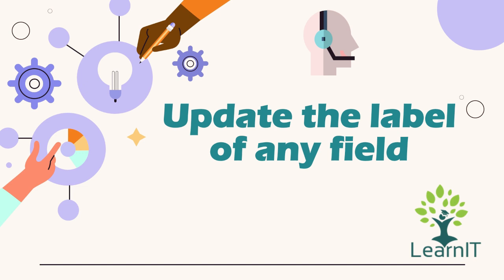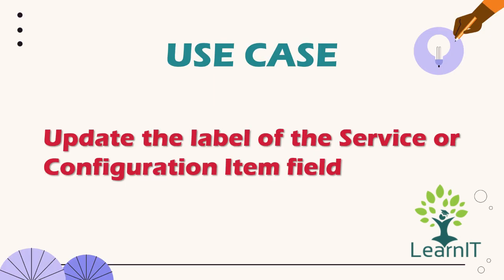So let's proceed further on our use case. The use case is to update the label of any field. What that means is we have to update the label of the service or configuration item field in the incident table, which is extended from the task table. It's really interesting how we can update the label so that it doesn't impact the task table label, which is displayed on multiple tables like incident, problem or change, right? So we will try to update the labels of those fields and see how we can implement this.